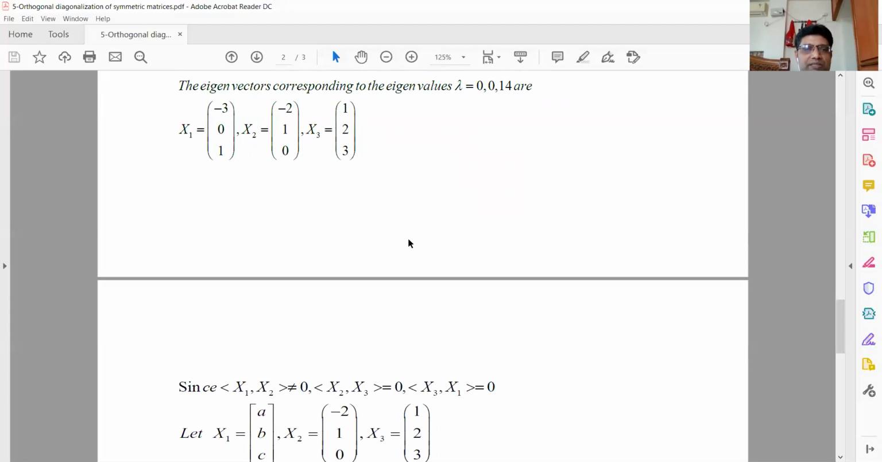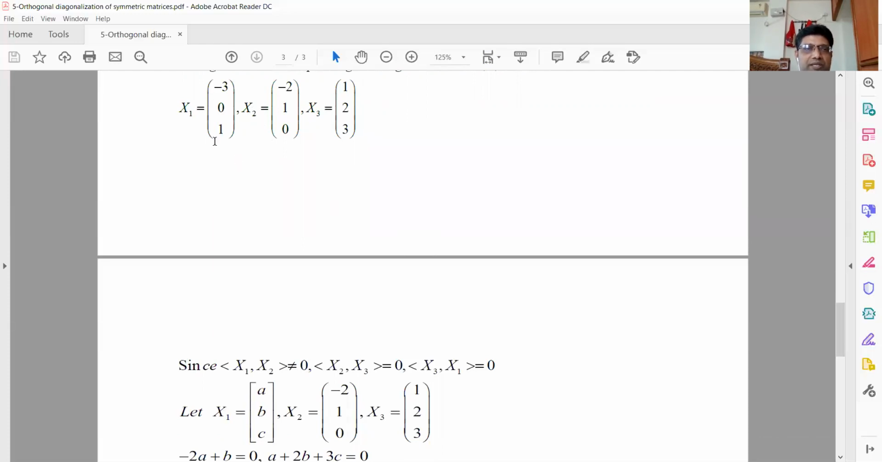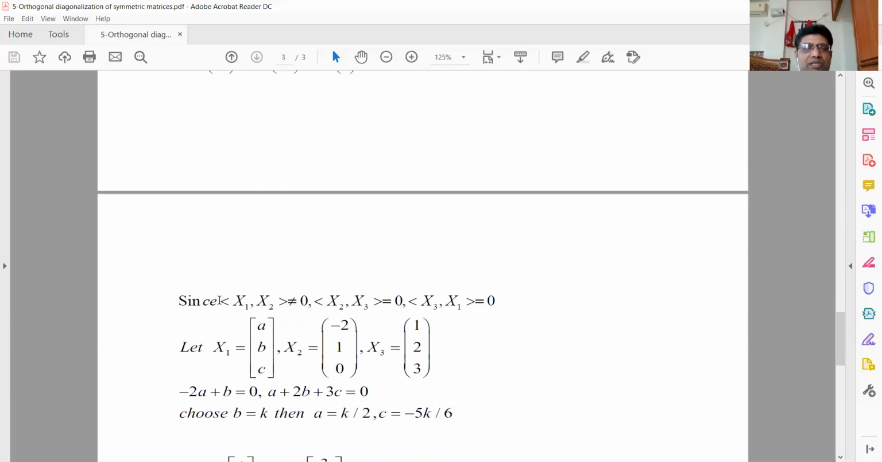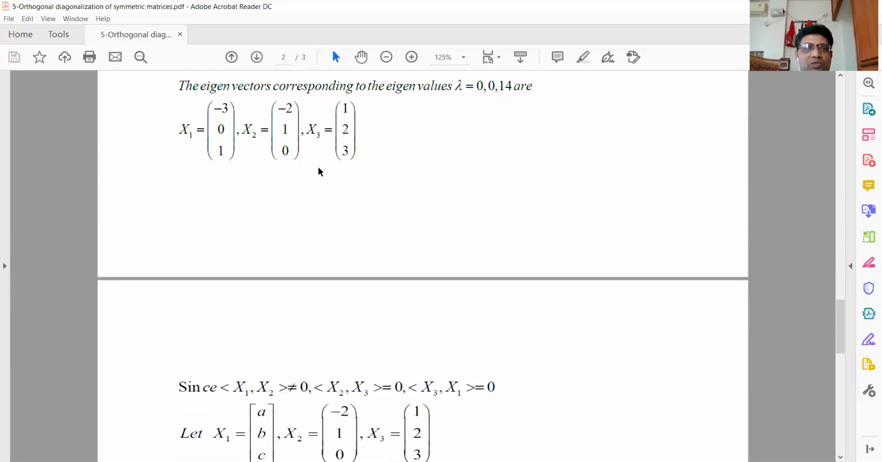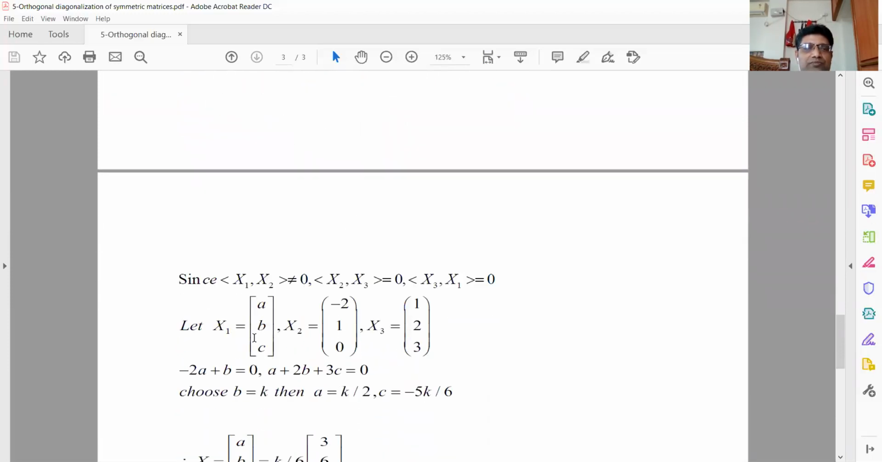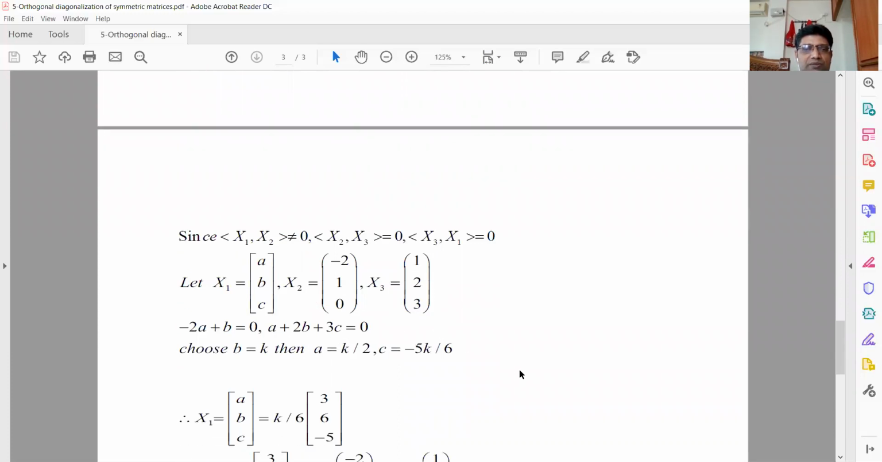Therefore, what I am doing is, here I want to change this x1 so that it must be orthogonal with the remaining 2 vectors. So I am constructing this new x1. I am taking x1 as (a, b, c) and the remaining x2 and x3 as they are. Now x1 must be orthogonal with x2, which means I get minus 2a plus b equals 0. Similarly, x1 must be orthogonal with x3, which means I get a plus b plus 3c equals 0. So here I am choosing b equals k. If I choose b equals k, I get a equals k by 2.